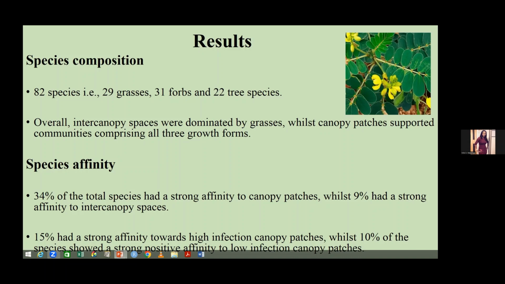And then when it came to species affinity, 34% of the species showed a strong affinity to canopy patches, while the intercanopy spaces had 9% species that had a strong affinity to them. Also interestingly, 15% of the species showed a strong affinity towards high infection canopy patches, while 10% of the species showed a strong affinity to low infection canopy patches. So there was a difference of 5% between the canopy patches.